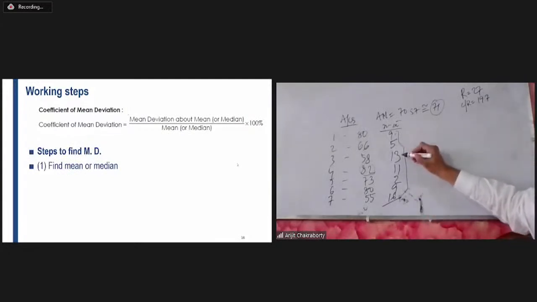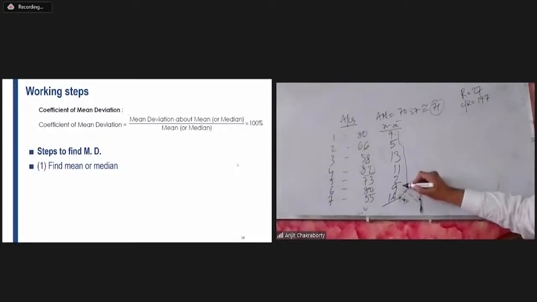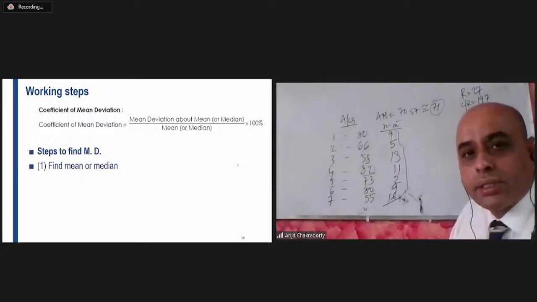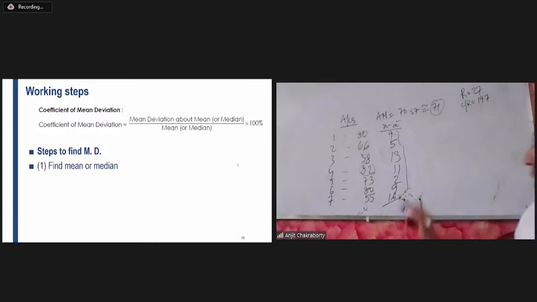9 and 5 is 14. 14 and 13 is 27. 27 and 11 is 38. 38 and 2 is 40. 40 and 9 is 49. 49 and 16 is 65. So the total mean deviation is 65.